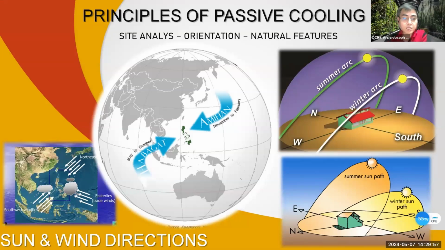Also, there's the easterlies or the trade wind. So basically, there's northeast and there's southeast winds. So basically, if you have windows on the east, there are wind sources there all throughout the year.